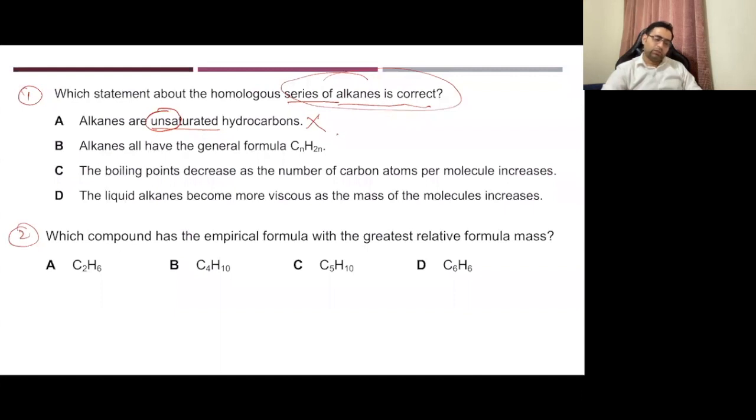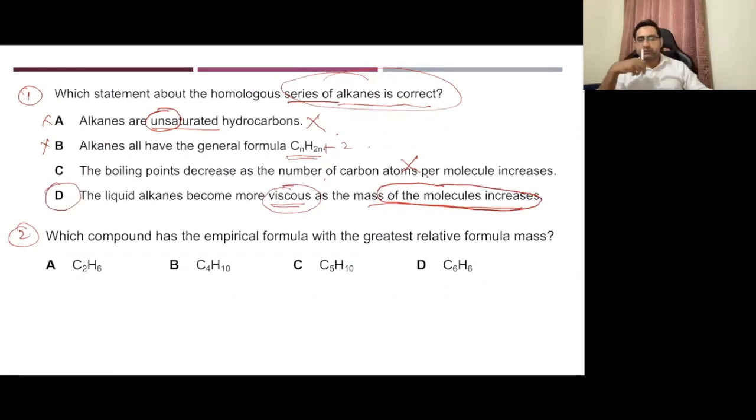And alkanes will all have general formula CnH2n. No, CnH2n plus 2. So the statements A and B are wrong. Boiling point decreases as the number increases? No, boiling point increases. Liquid alkanes become more viscous, their viscosity, their thickness, increases as molecular mass increases. Yes. So as the carbon number increases, their viscosity also increases. So your answer for this question is D.